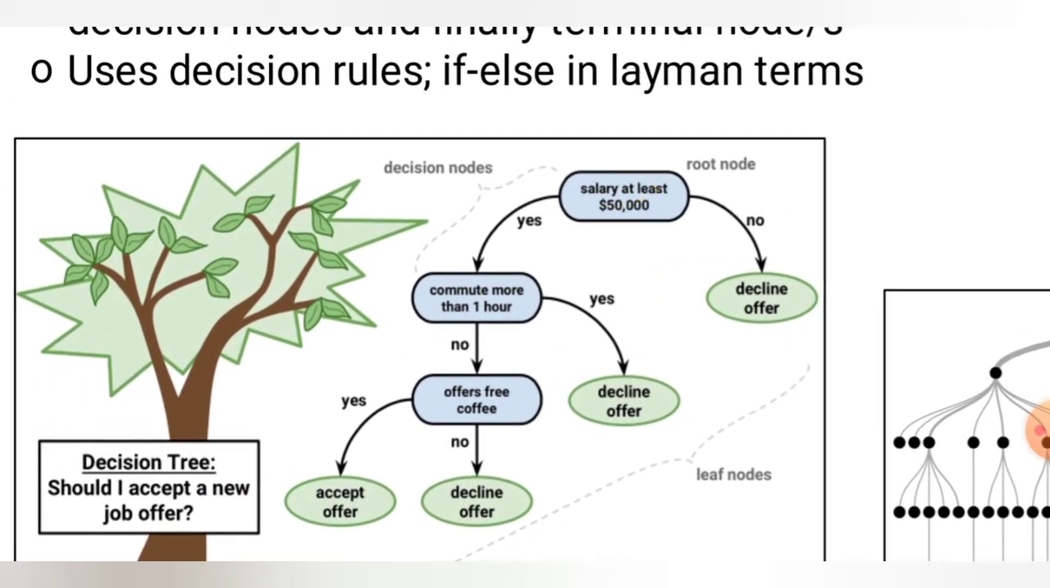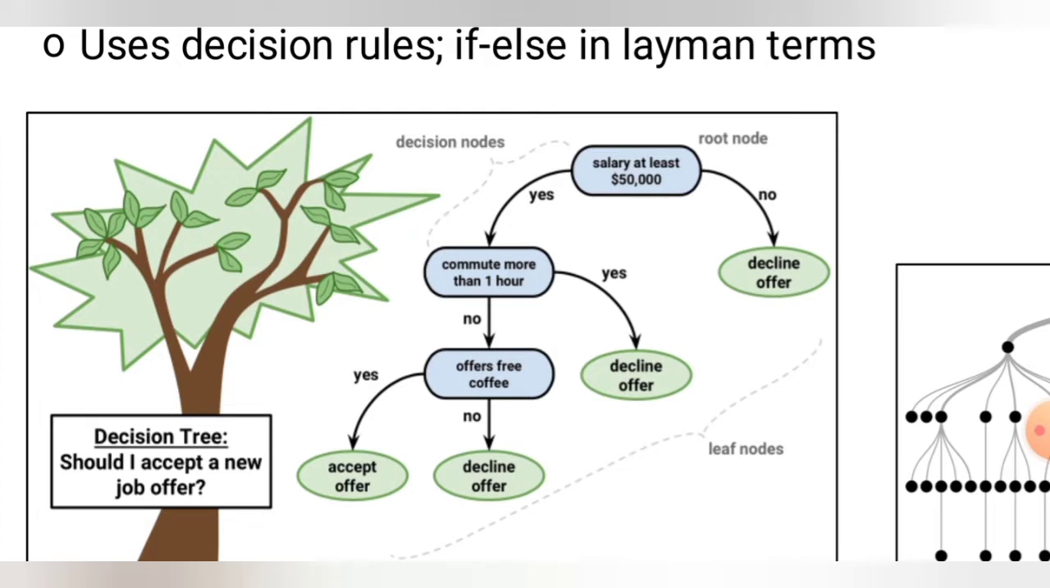Now come to the next slide. Come to this picture. Decision tree: should I accept a new job offer? This is how the decision tree is supposed to be. You can see how to choose a job. So here with the example we are going to explain. Is the salary at least $50,000? If yes, then it will go to another decision node. The salary at least 50,000 node is the root node, and the others are also called decision nodes, and that will go to the next. If it is no, then decline offer. All these greens are leaf nodes, and blue are decision nodes, and from the start the tree begins. It is also called the root node, and the green is the leaf node.